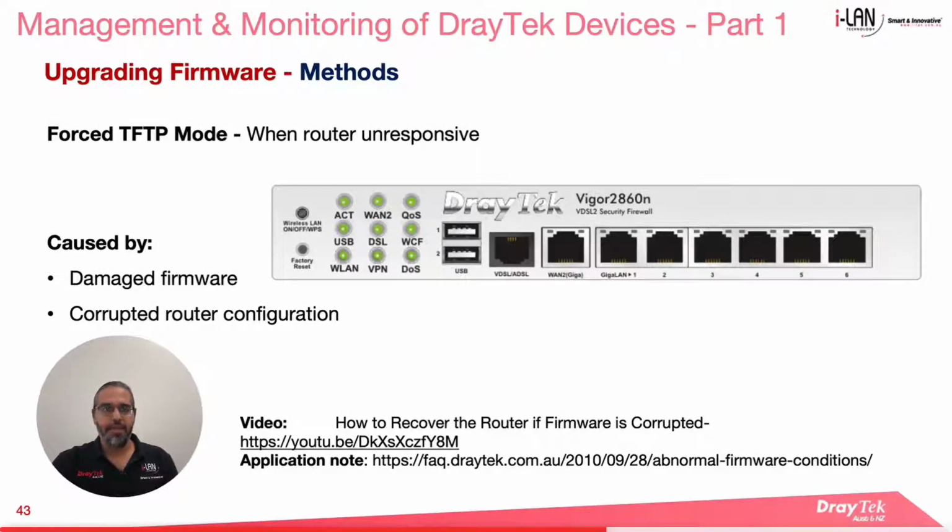The next method is where we use TFTP mode to install the firmware when the router has become unresponsive. For example, in the image shown here, all the LEDs are solid and powering the router off and on does not fix it. This is often caused by damaged firmware or corrupted router configuration.